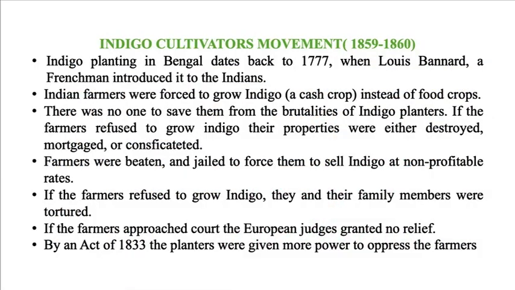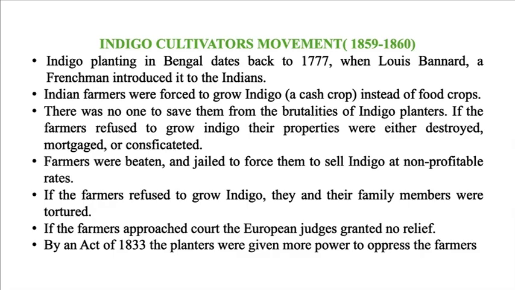So, with this we come to one of the most important peasant movements, and that is the indigo cultivators movement, which happened in 1859 to 1860. Now, indigo planting in Bengal dates back to 1777, when Louis Bernard, a Frenchman, introduced it to the Indians.